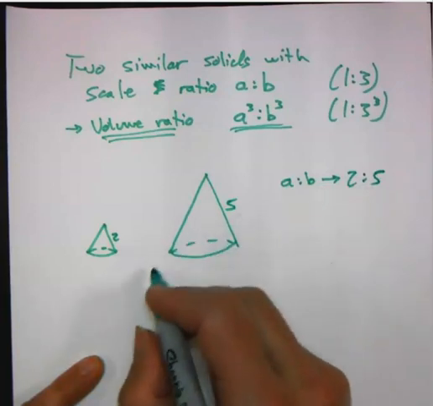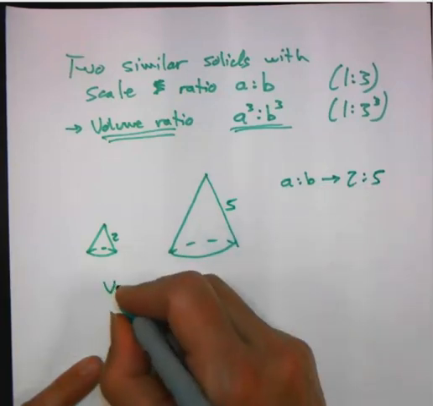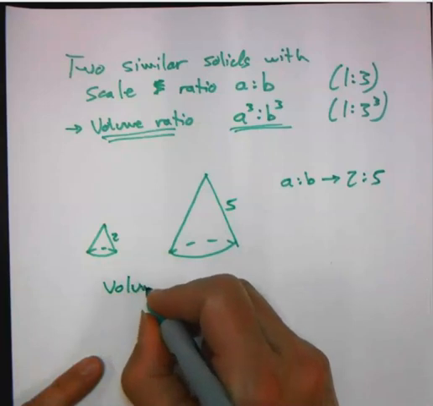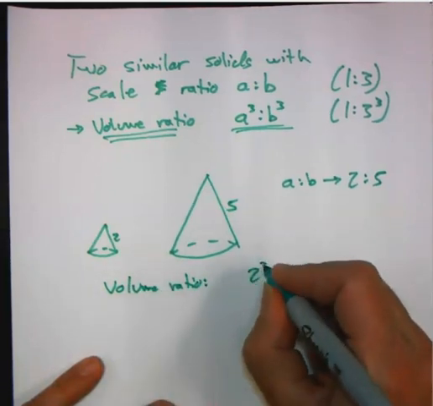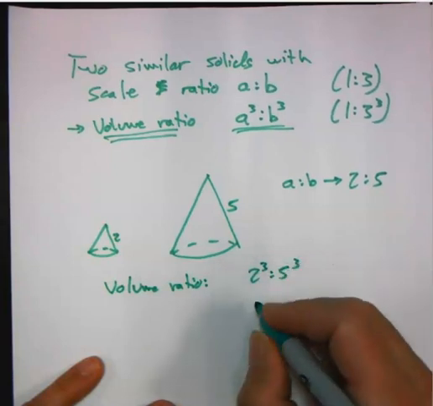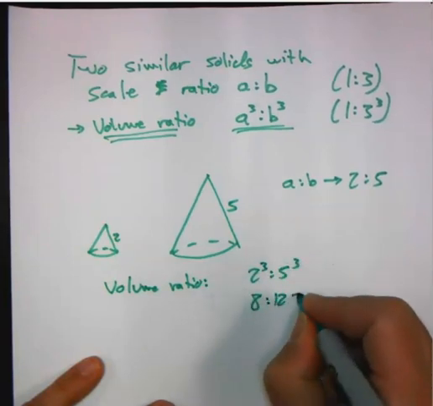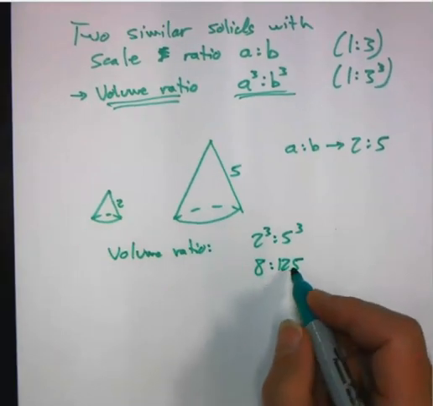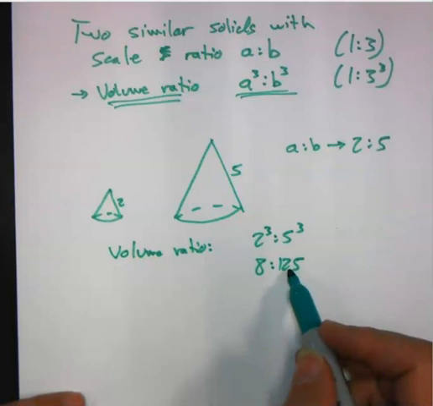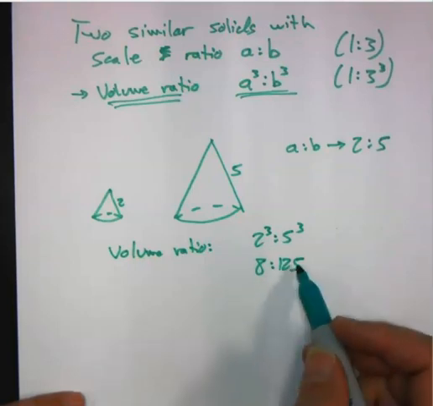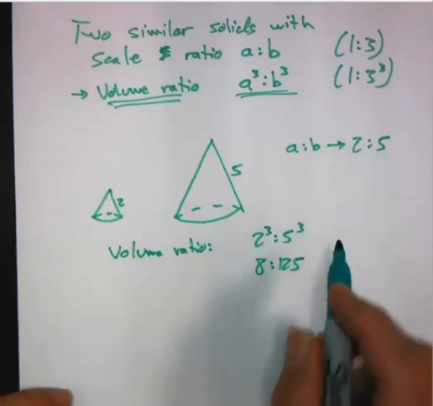Then if I'm looking for the volume ratio, it's just going to be 2 cubed to 5 cubed, 8 to 125. And these numbers get big. When you cube numbers, they get big pretty quickly. That's quite a bit more extreme ratio than just a 2 to 5 ratio.